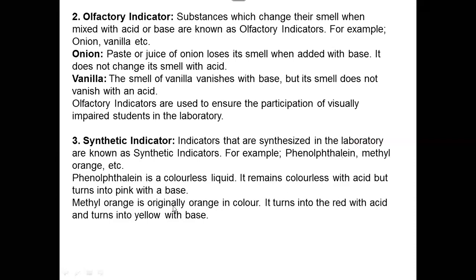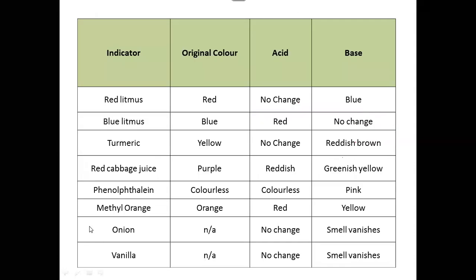Then methyl orange, it is the second synthetic indicator. It is originally orange in color. It turns red in acid and yellow in base. So these are the three different types of indicators.